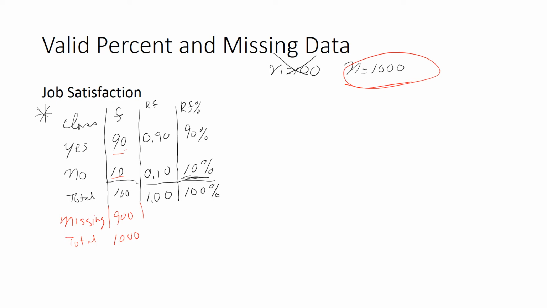Now, why is there missing data? There could be a lot of reasons. One, maybe the questions we asked were too personal and people didn't feel that it was safe to keep their job if they answered the questions honestly.